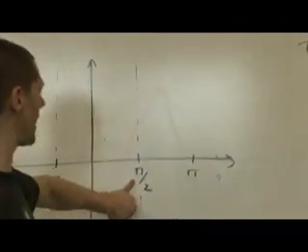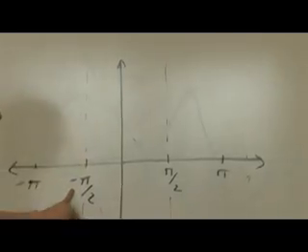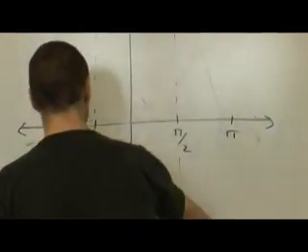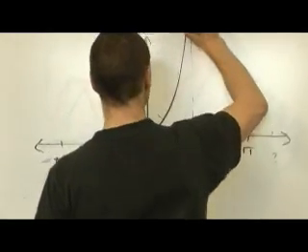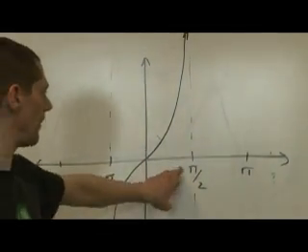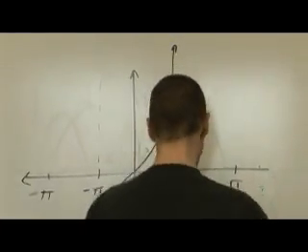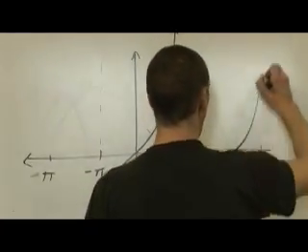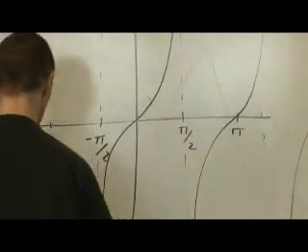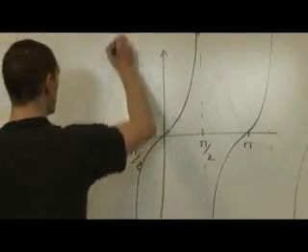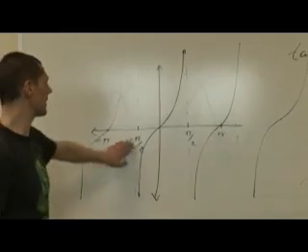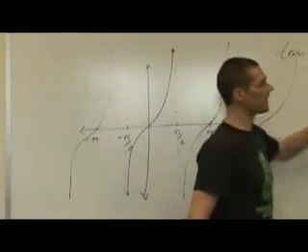It is undefined at pi over 2 and negative pi over 2 because that's where cosine is 0. And it looks something like this. That's just between negative pi over 2 and pi over 2. It also continues on like this. And I'm not going to keep drawing. I think that you get the point. And it's going to be discontinuous at anything where cosine x is 0.